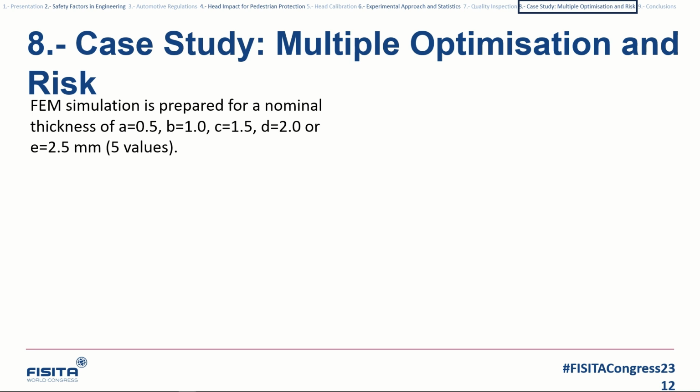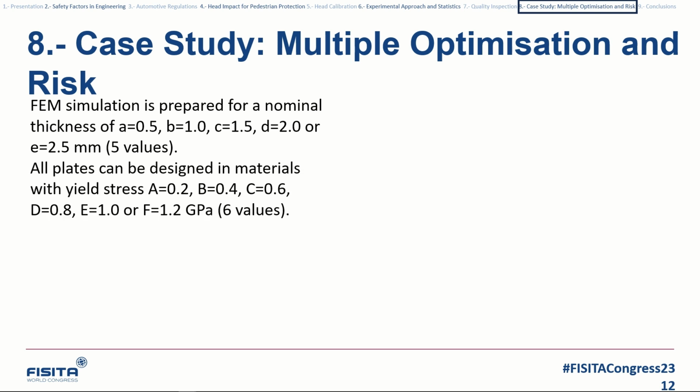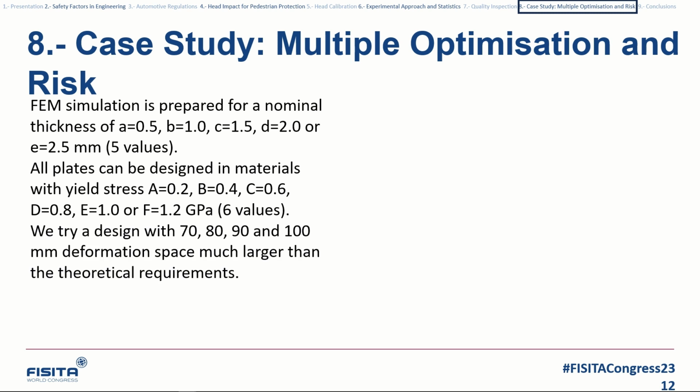So let's do finite element simulations. We can play with the thickness. These are the nominal values, on top of which we will include some scatter. We can do 0.5, 1.0, 1.5. It's not realistic to use 1.13 millimeters as the nominal value; these are the values that we can buy. Also for yield stress, let's assume a family where we can have 0.2, 0.4, 0.6, 0.8, 1.0, and 1.2 gigapascals, so 6 values. So 5 times 6, so 30 deterministic simulations. With this, we can do the simulations with 70 millimeters, 80, 90, or 100 millimeters. That's much more than the theoretical 60 millimeters.